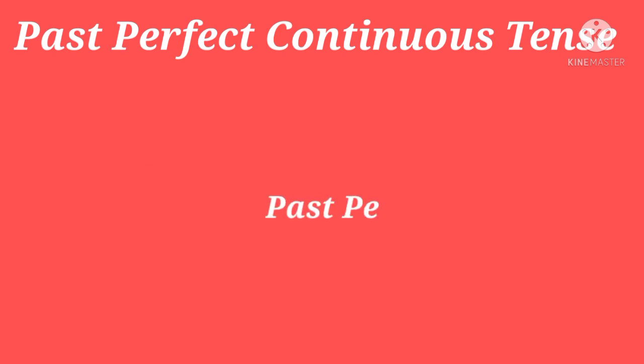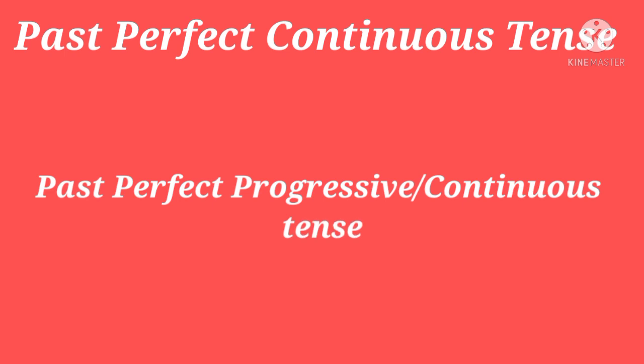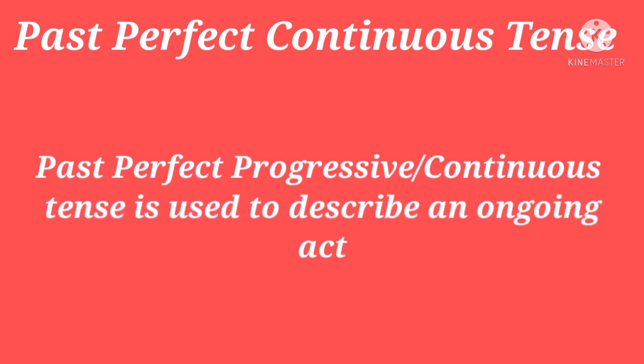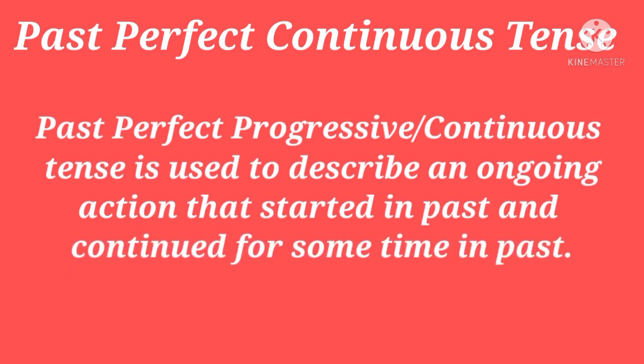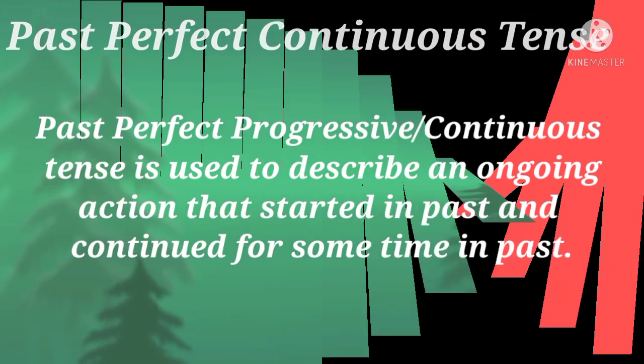So, past perfect continuous tense is used to describe an ongoing action that started in the past but it continued for some time in the past.